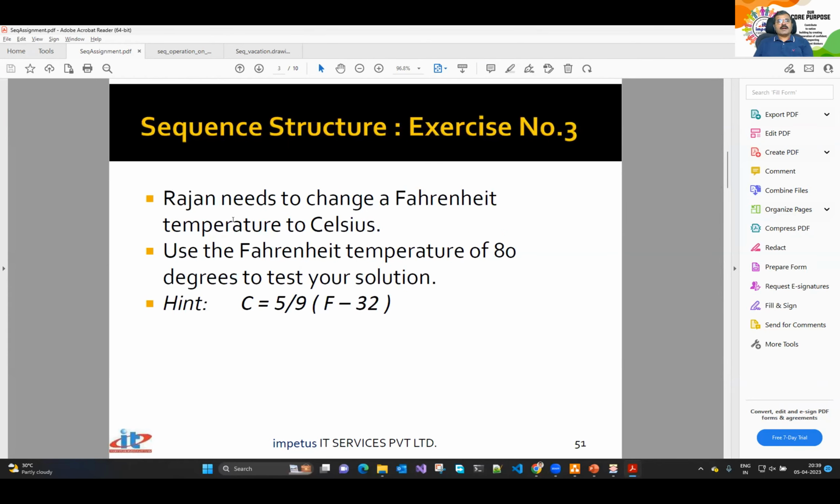So the problem. Rajan needs to change a Fahrenheit temperature to Celsius. Use a Fahrenheit temperature of 80 degrees to test your solution. And the formula has been given. The temperature in Celsius is equal to 9/5 Fahrenheit minus 32 into Fahrenheit minus 30. That's a known formula. It's given, so you are supposed to calculate. I'm sharing this file as well, so that you will have it for your quick reference.